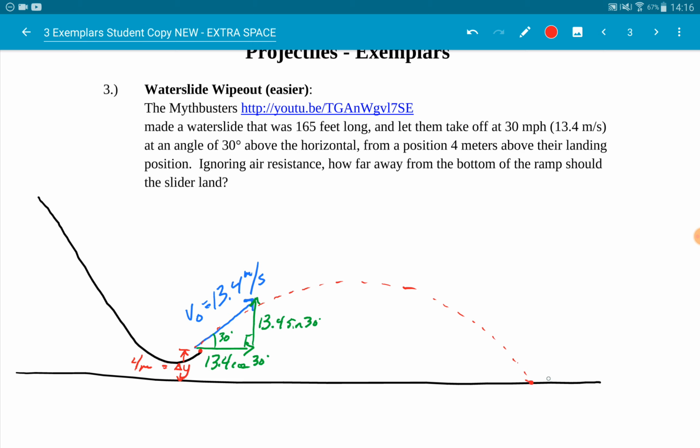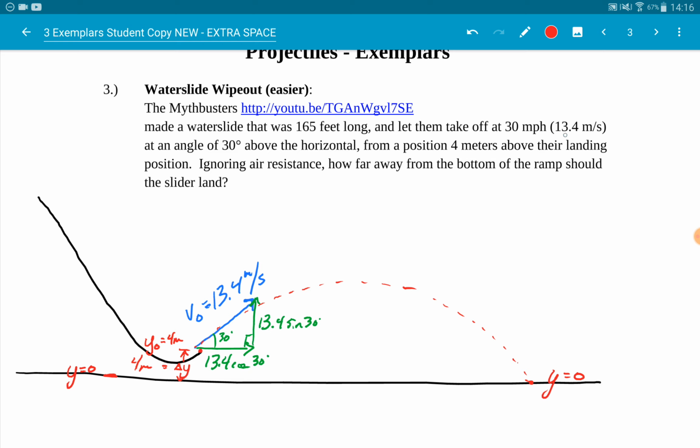I'm going to call the down here my height, my vertical height of 0. Probably, I think most people probably would. I even put that down here, that y is equal to 0 right there. So that means that, and I'll even label that here, that y naught is 4 meters. It's a positive 4 meters there. Yeah, okay, cool. So y naught is 4 meters.